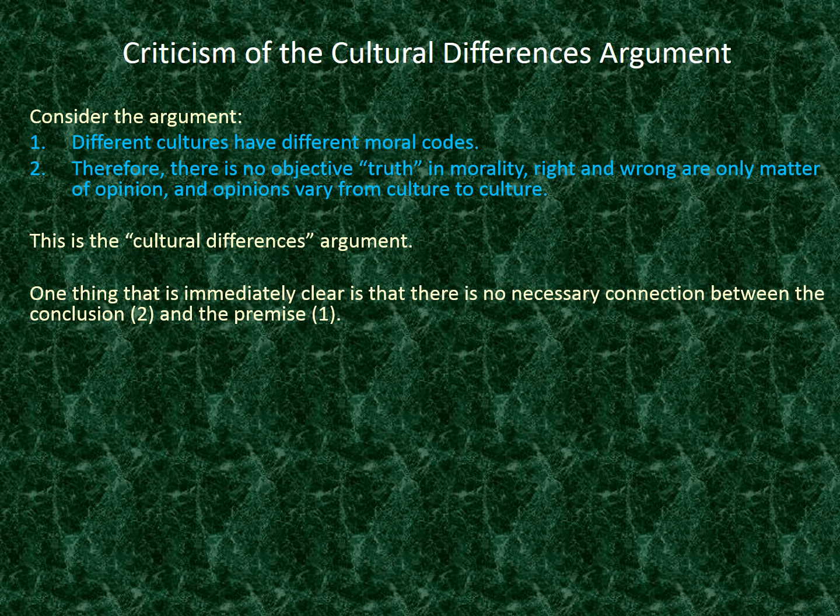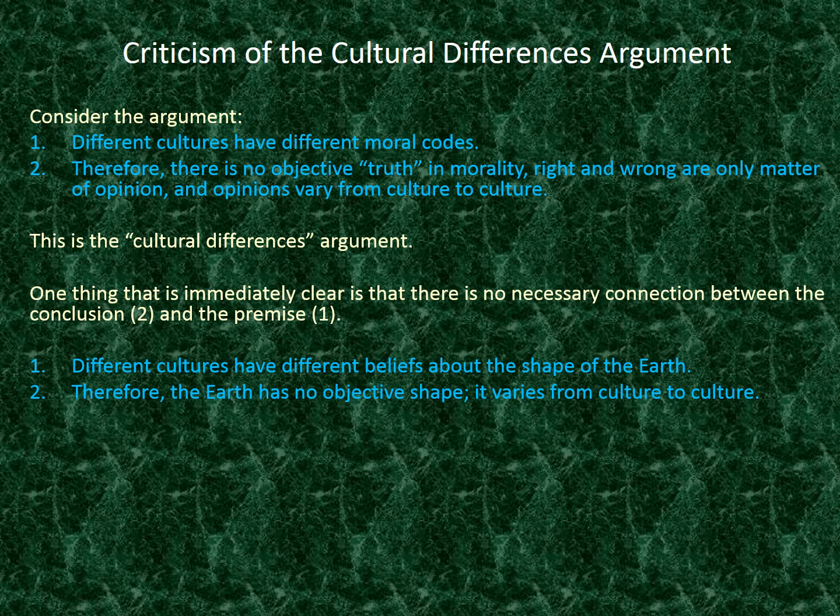Continuing Rachels's example, we can make the following counterargument. First, we take the premise: different cultures disagree about the shape of the earth. Then suppose from this we try to reach the conclusion that therefore the earth has no objective shape. It varies from culture to culture.